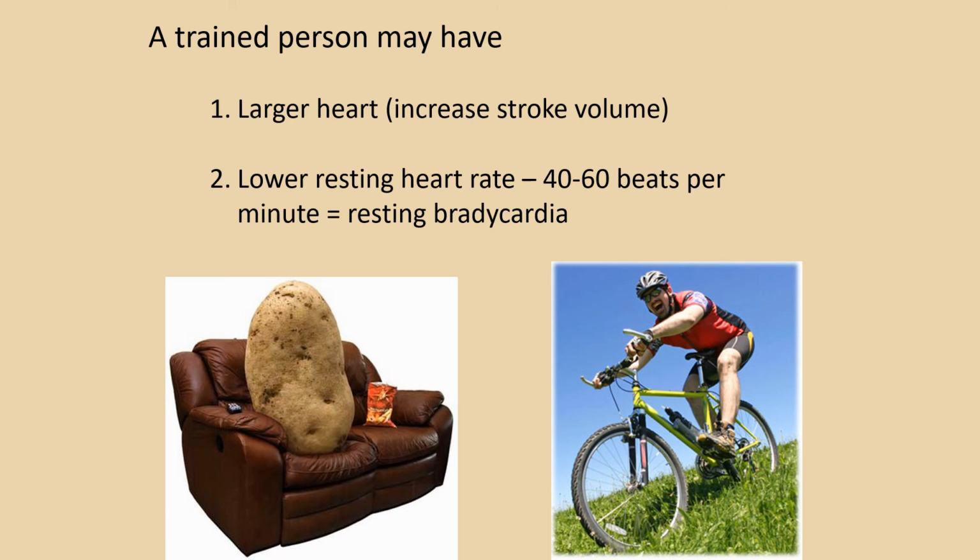And because the trained person has a higher stroke volume, they're going to have a lower resting heart rate. Sometimes they might even have resting bradycardia. So if you have a resting heart rate that's below 50 beats per minute, that's called bradycardia. And in some circumstances, it might indicate a disorder, something worth looking at. But if you're a trained endurance athlete and you have a heart rate below 50, that's not abnormal or anything to be concerned about.